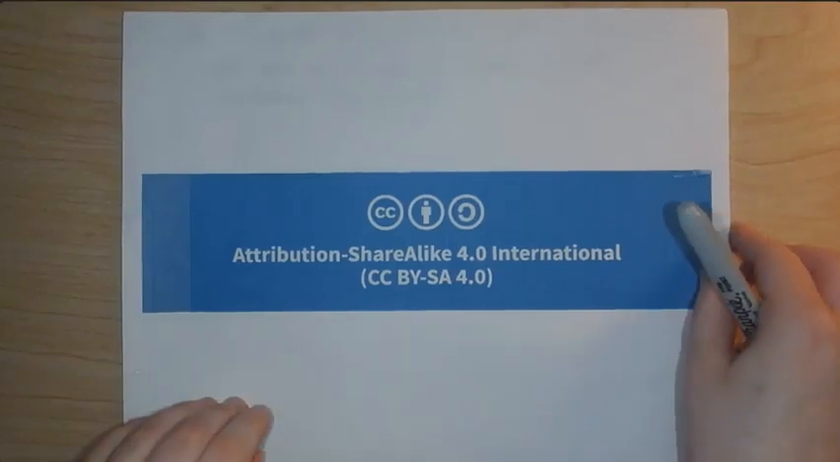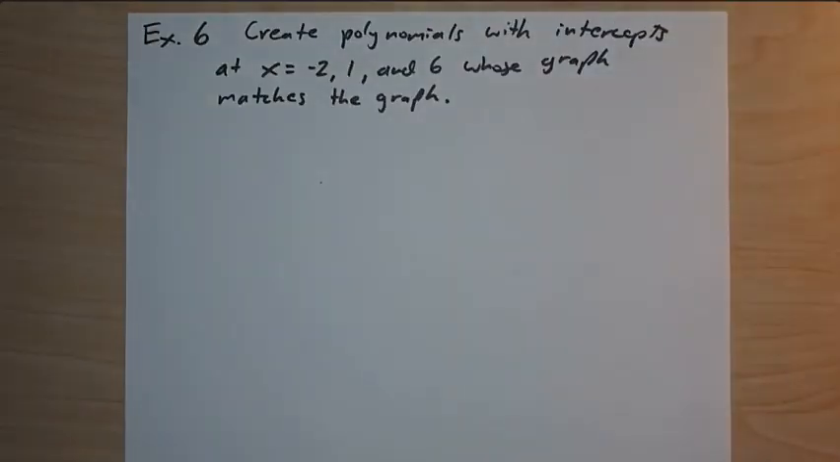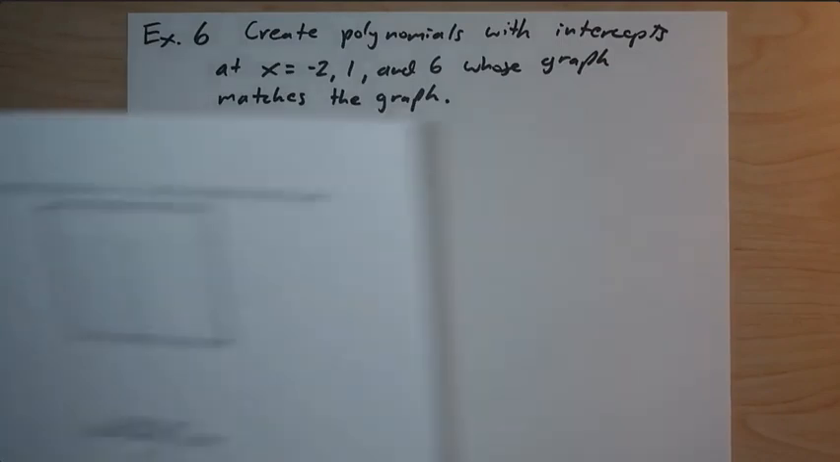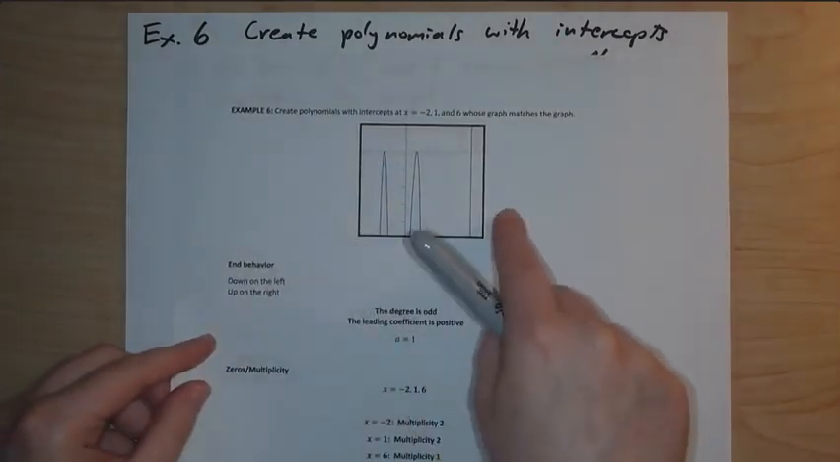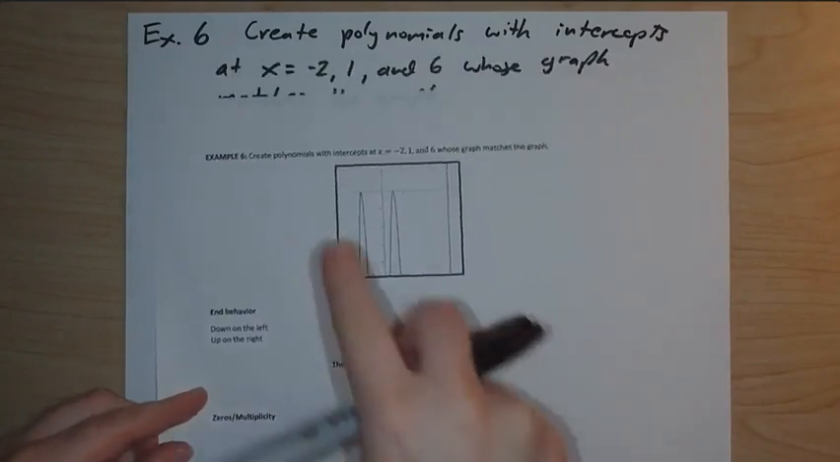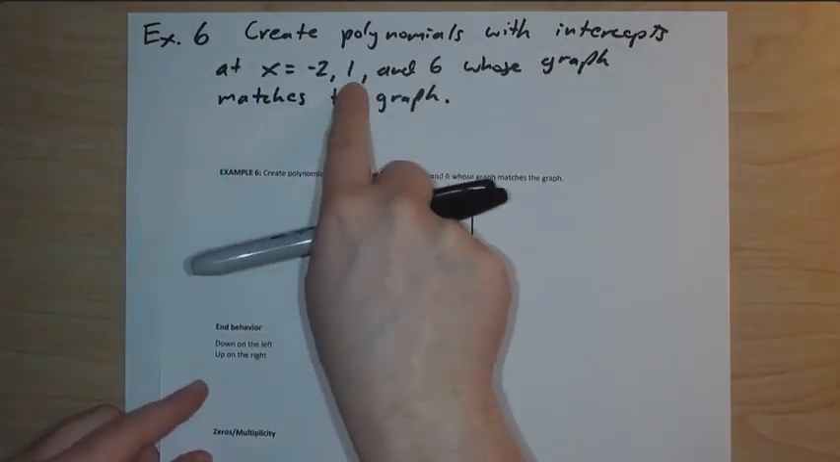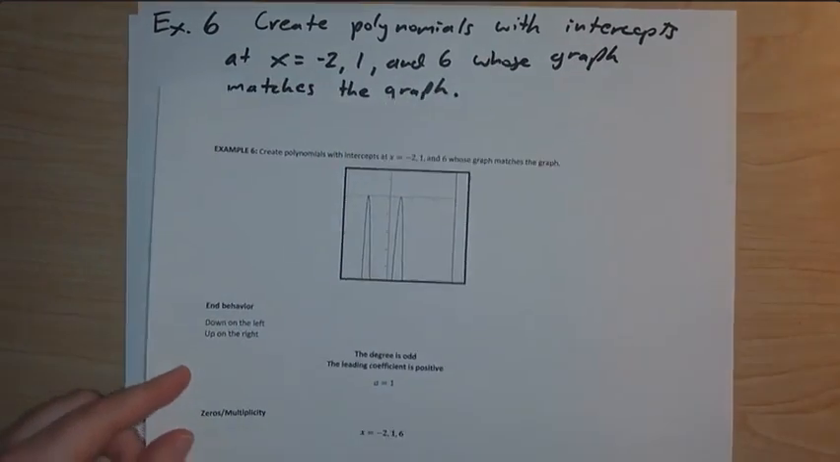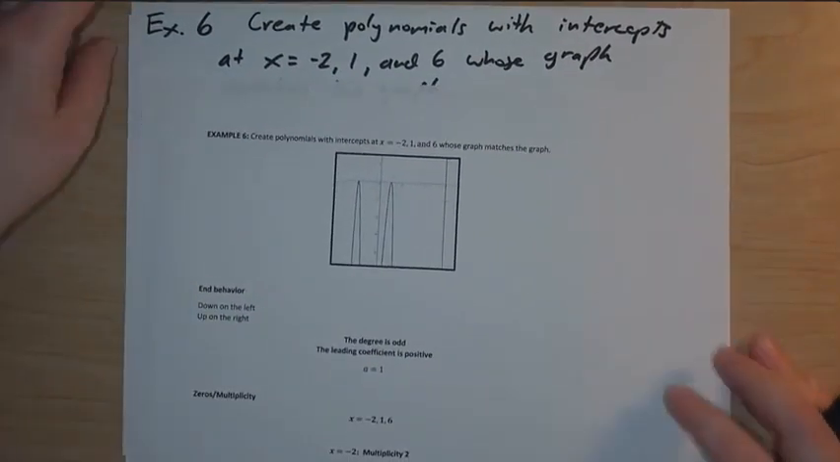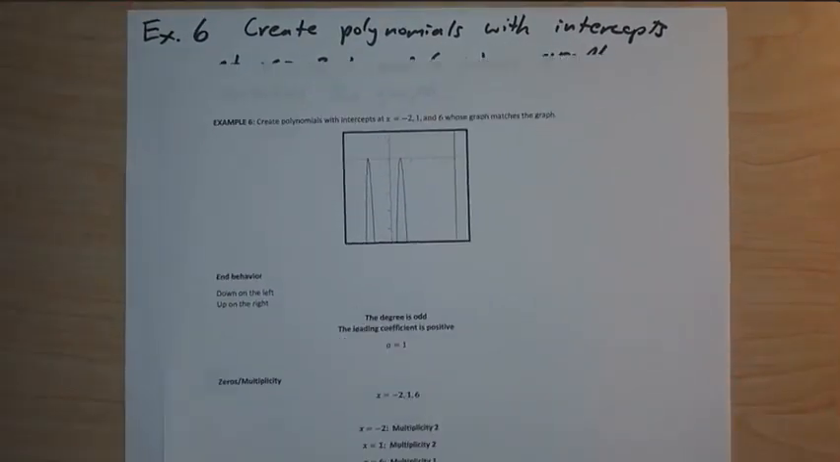This is Lab 26, Example 6. We want to create polynomials with intercepts at x equals -2, 1, and 6, whose graph matches the graph that's given. This is the graph that is given. So we know that we have our zeros at -2, 1, and 6. So we're going to study this graph and come up with a function that fits it.